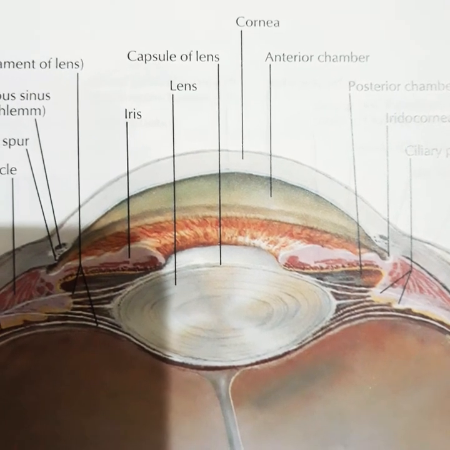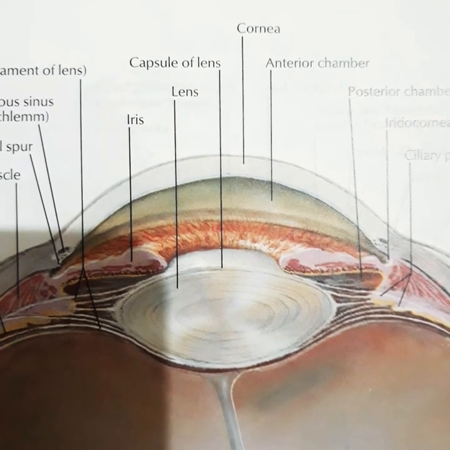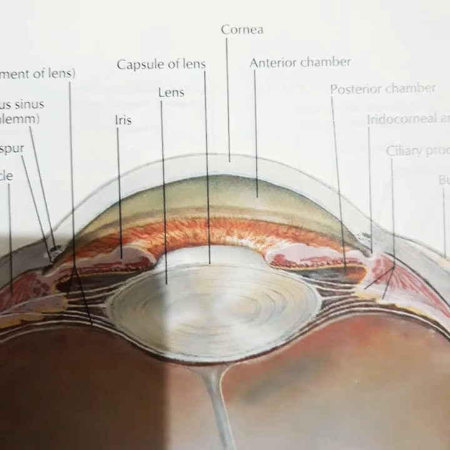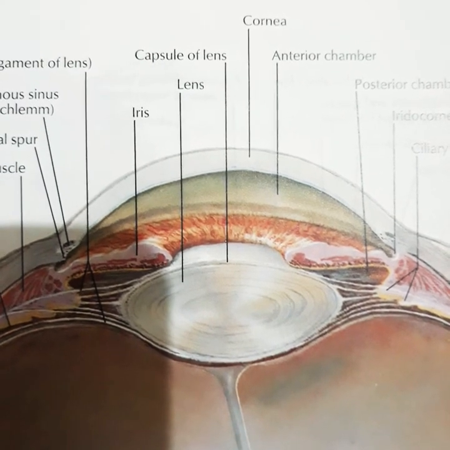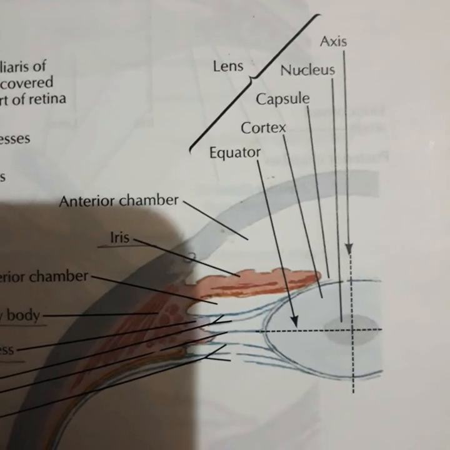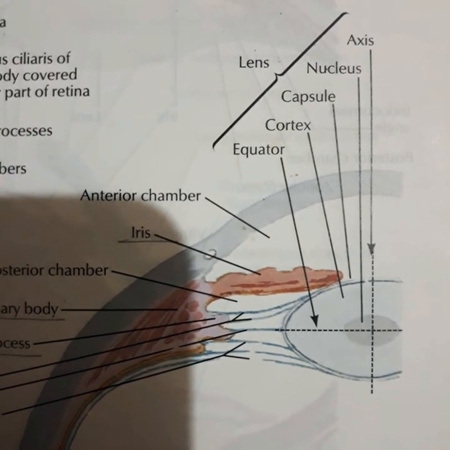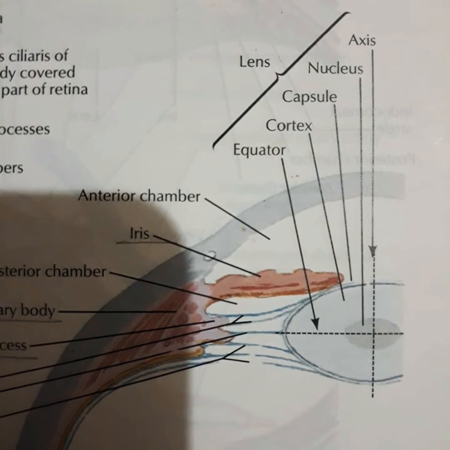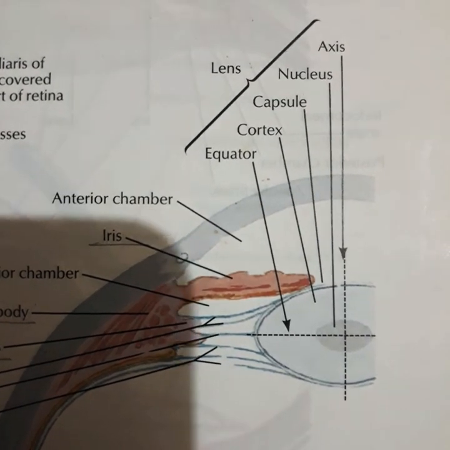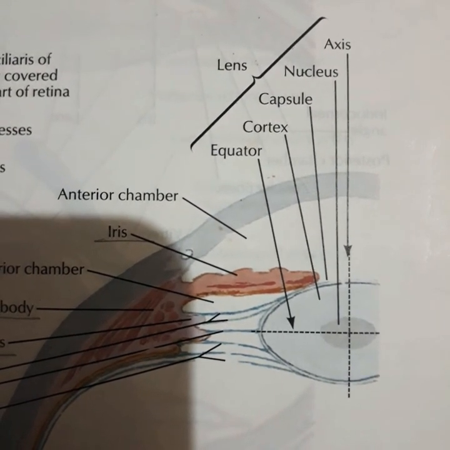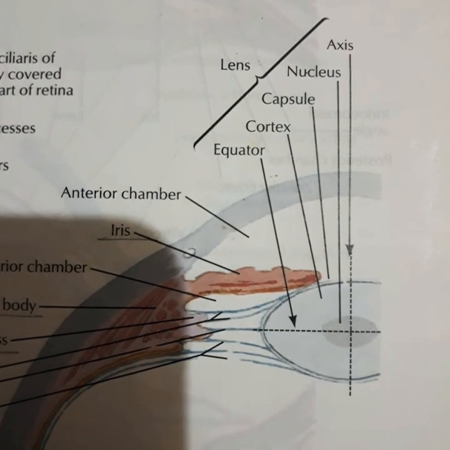Epithelium of the lens. It consists of single layer of cuboidal cells. It produces the lens fiber throughout life. The lens fiber forms the substance of the lens, which is divided into cortex and nucleus. It should be noted that the cortex is softer than the nucleus.